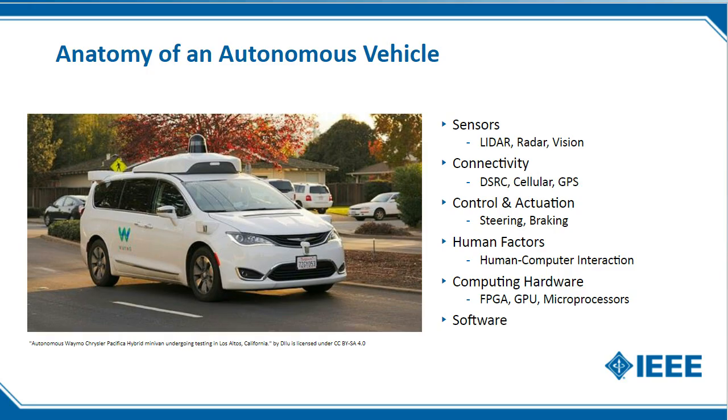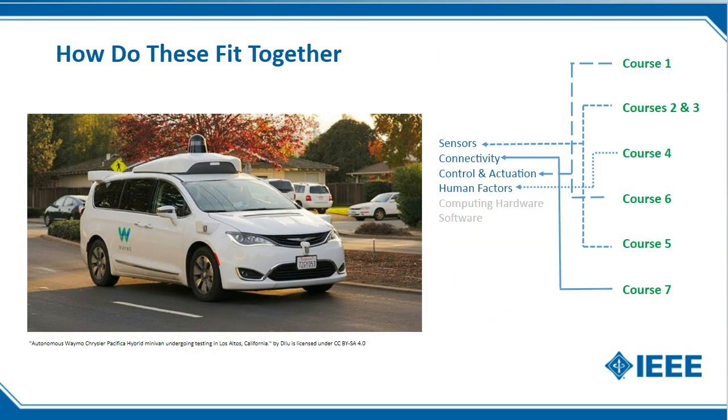So how does this e-learning series touch upon these topics? Well, course 1, and I'll explain what these courses are. In this e-learning series, we have 2 courses that focus on sensing technologies. Actually 3, my apologies. Courses 2 and 3, which I'll describe in a second, and course 5. Connectivity is covered by course 7. Control and actuation is covered by courses 1 and 6. And then finally, very importantly, an excellent lecture on human factors is course 4.